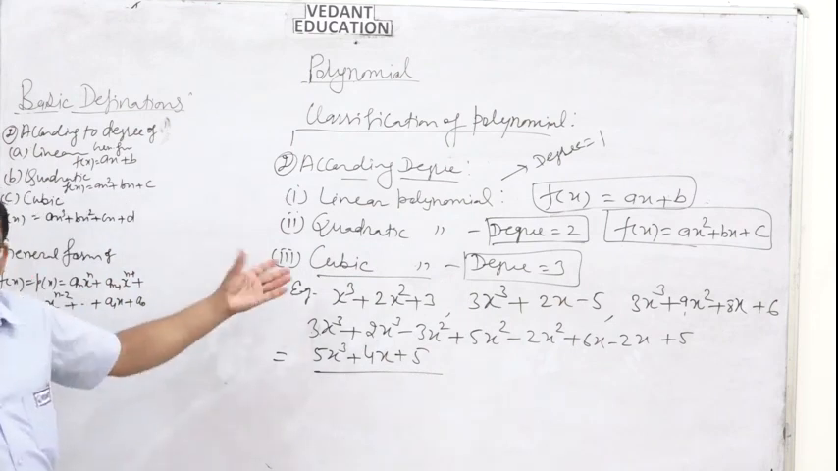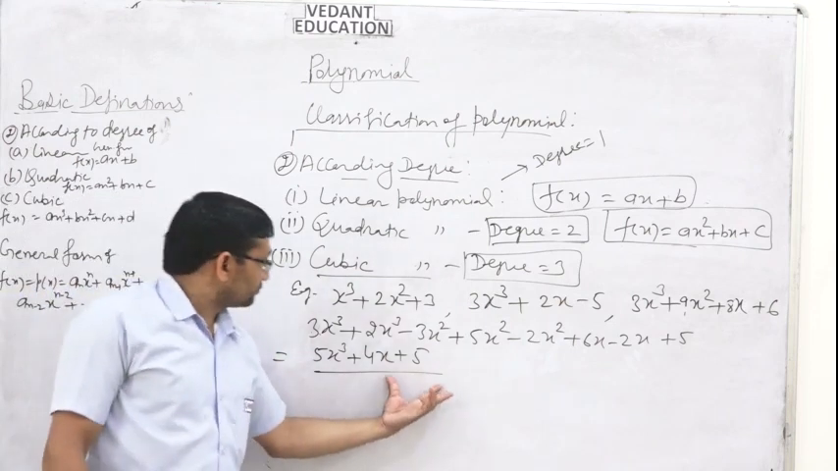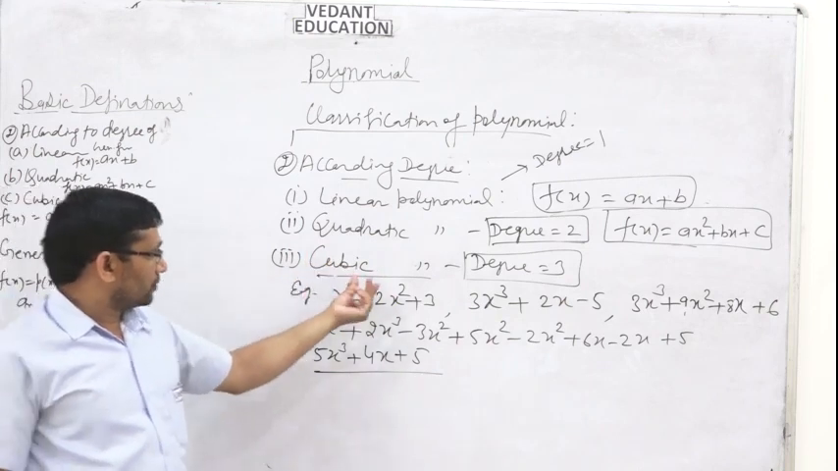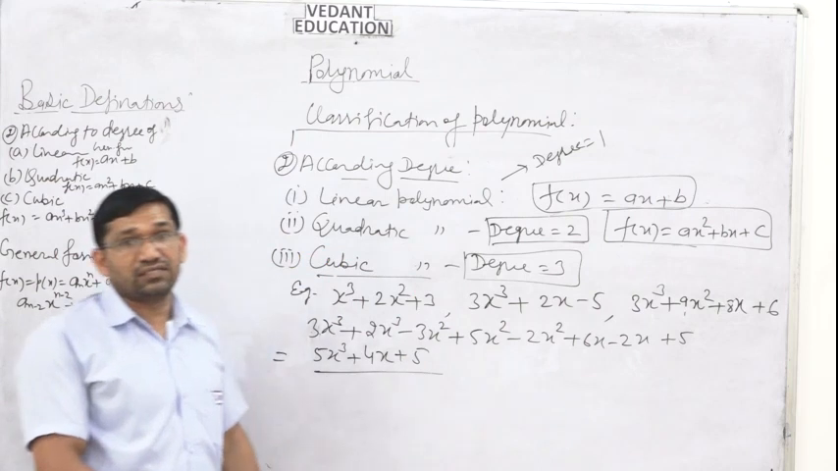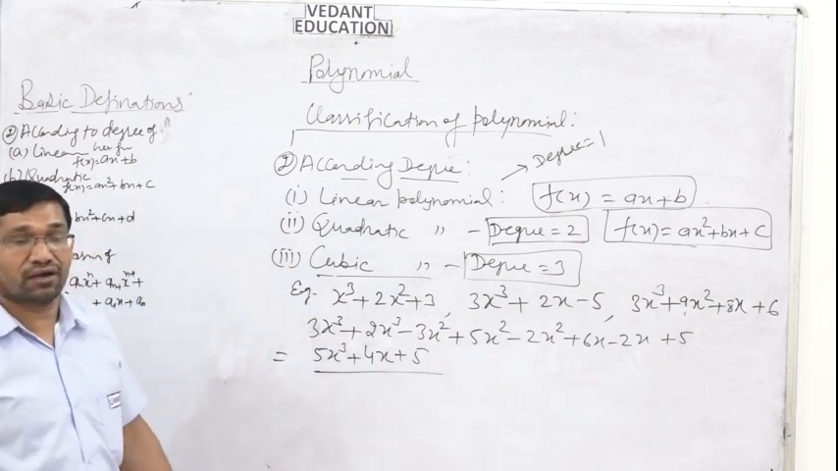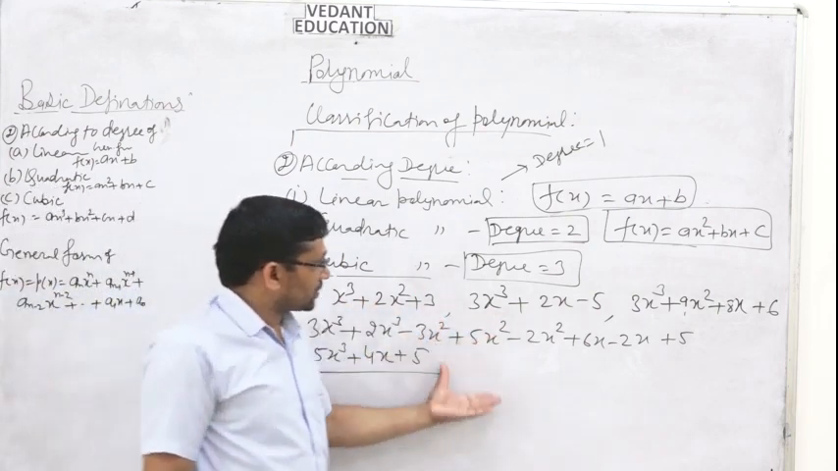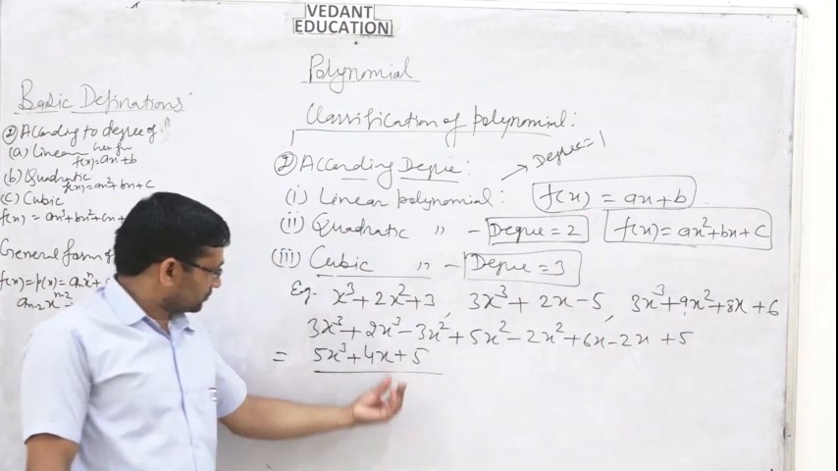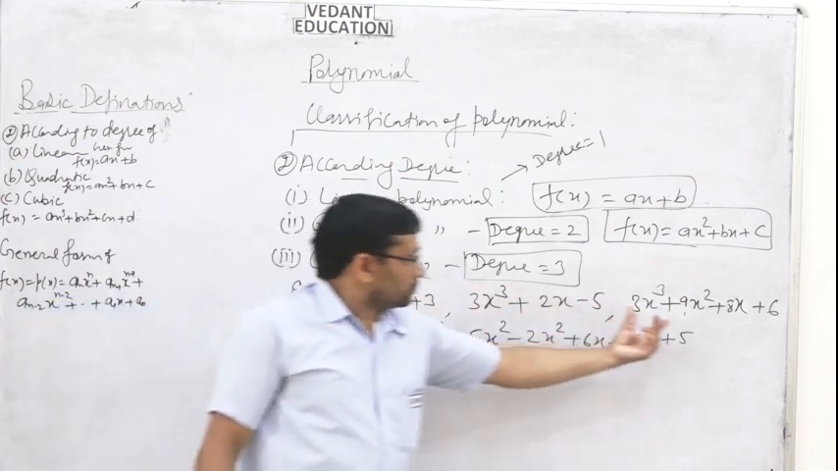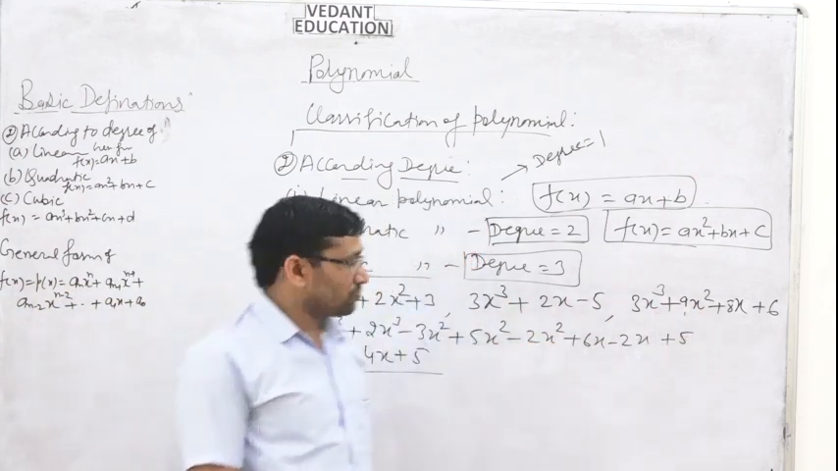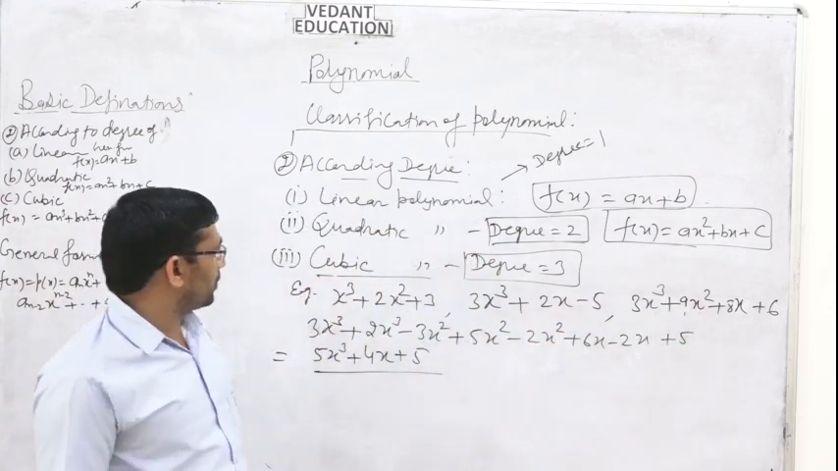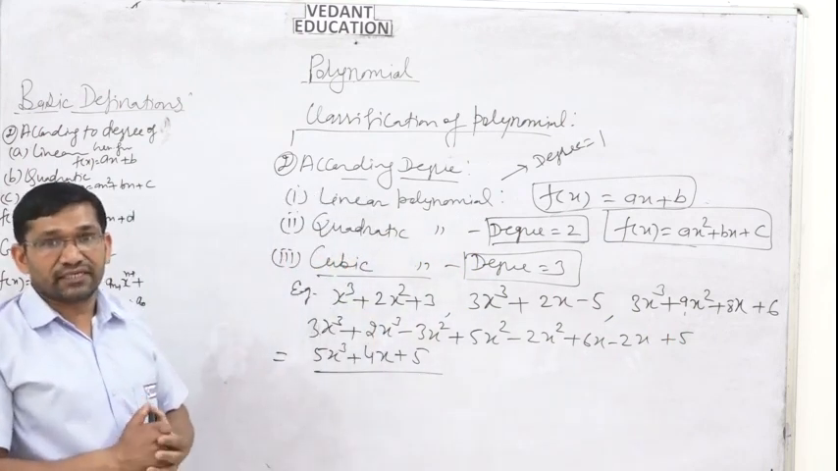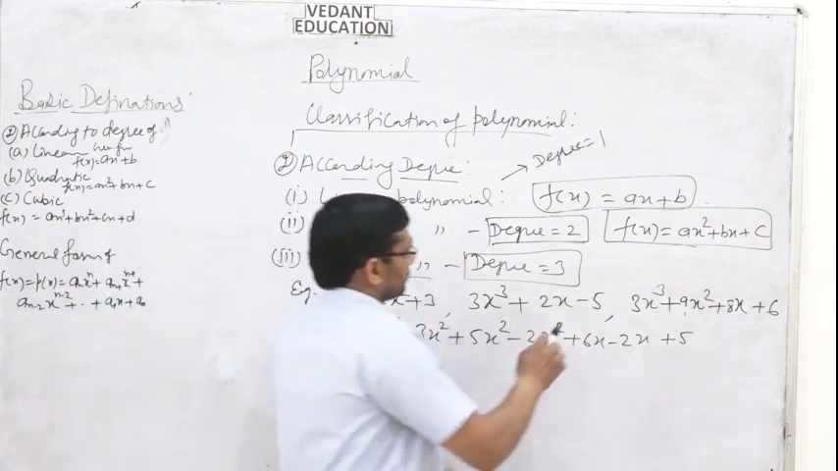It means again we find a result. Cubic polynomial has the highest number of terms, 4. These all are the examples. These have the highest number of terms, 4. So cubic polynomial has maximum number of terms 4.